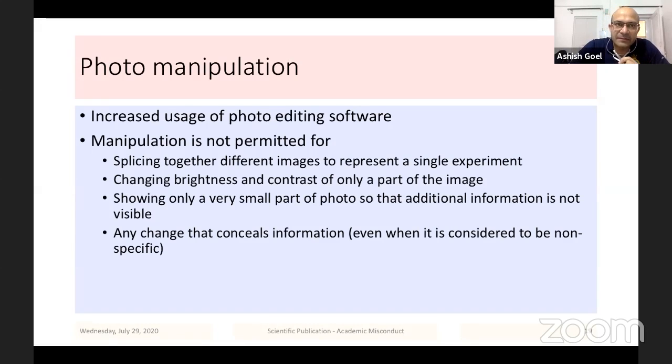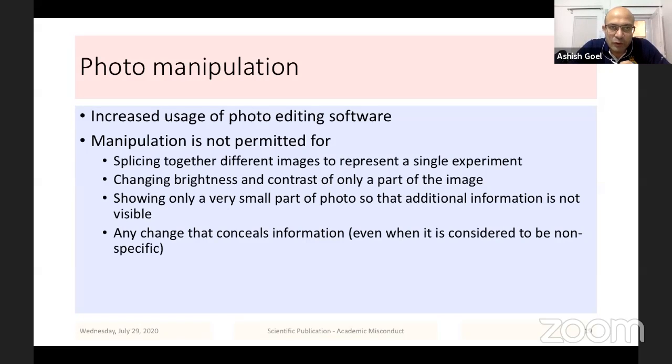So in recent times, there has been an increased usage of photo editing software. But please remember, when you are using images, manipulation is not permitted for the following things. You cannot splice together different images to represent a single experiment. You can change brightness and contrast if you are changing the entire image's contrast and brightness, but you can't change the contrast and brightness of only one part of the image so as to modify the signal intensity and give an impression of a different image than what was actually recorded in the experiment.